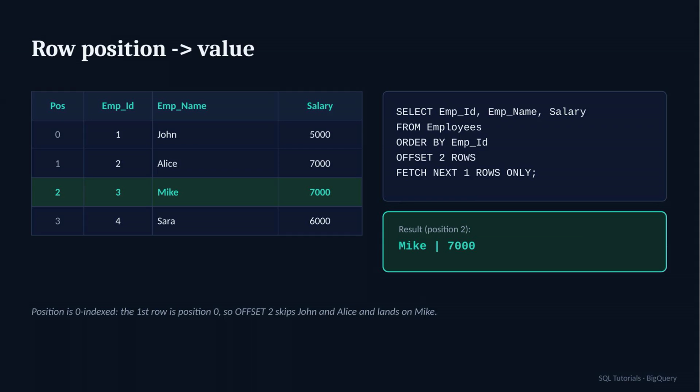Here's the same employees table from the thumbnail. Number the rows starting at 0: John is position 0, Alice is position 1, Mike is position 2, Sarah is position 3. ORDER BY employee_id OFFSET 2 ROWS FETCH NEXT 1 ROWS ONLY skips the first 2 rows and lands you on Mike, at position 2, earning 7,000.